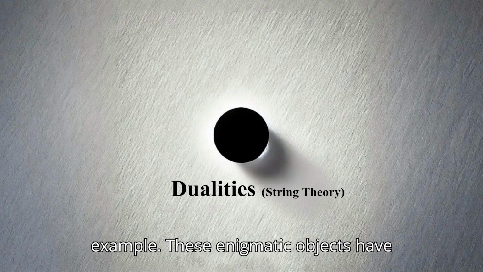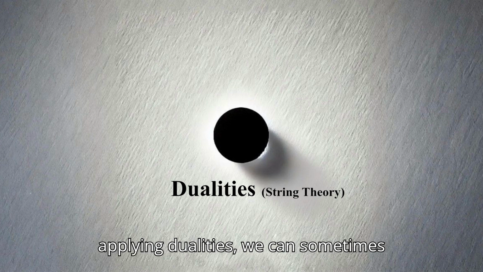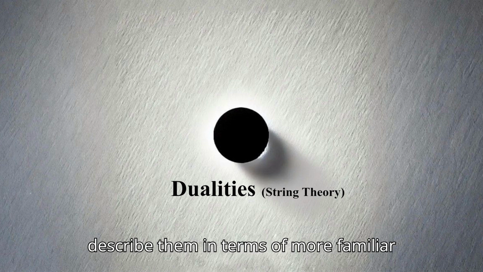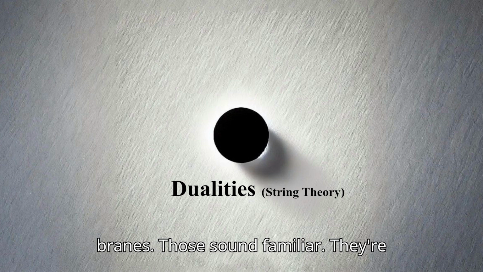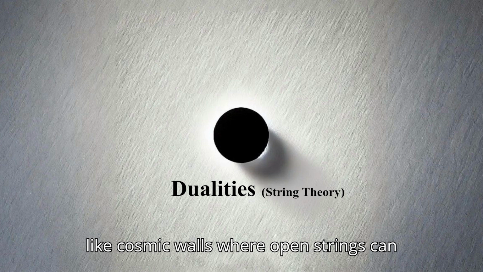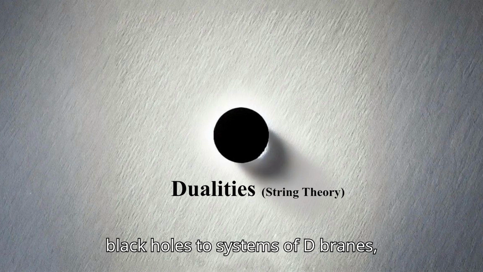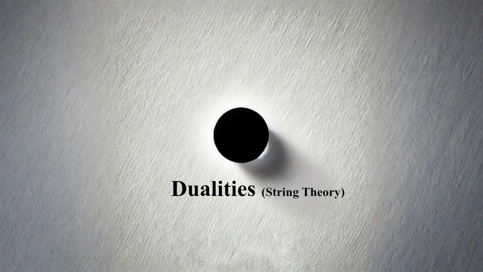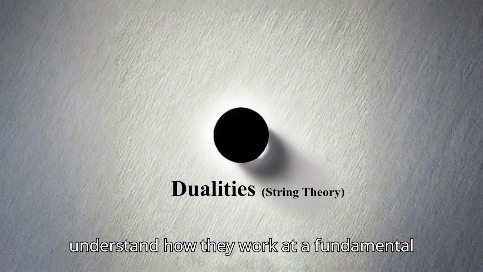Black holes, for example. These enigmatic objects have puzzled scientists for decades. But by applying dualities, we can sometimes describe them in terms of more familiar objects, like strings and D-branes. D-branes. Those sound familiar. They're like cosmic walls where open strings can attach, right? Exactly. And by relating black holes to systems of D-branes, we can start to unravel their secrets, to understand how they work at a fundamental level.